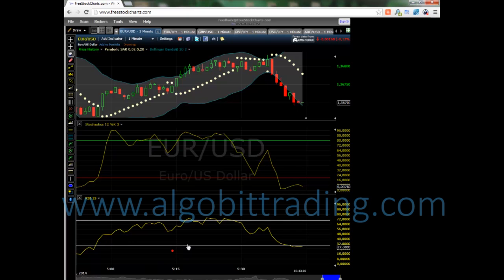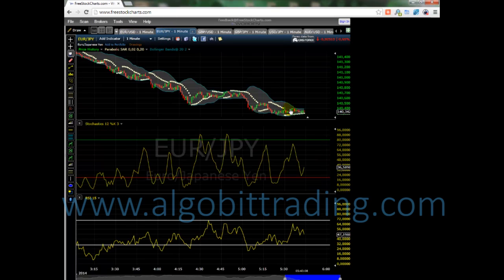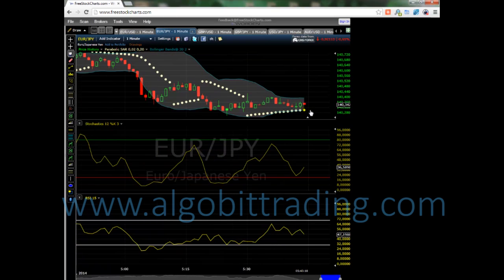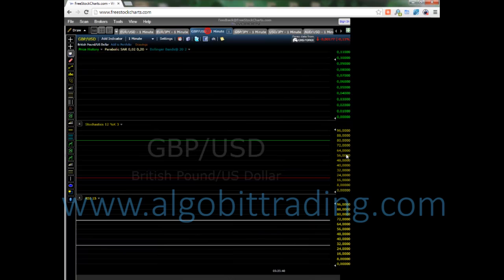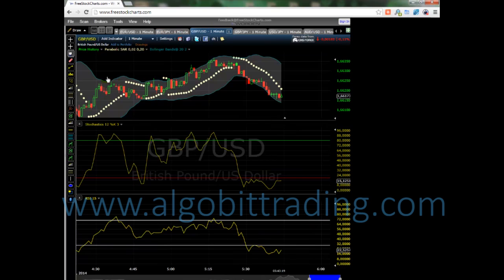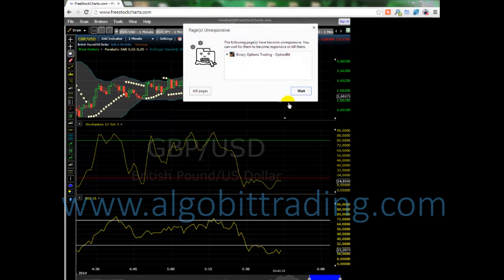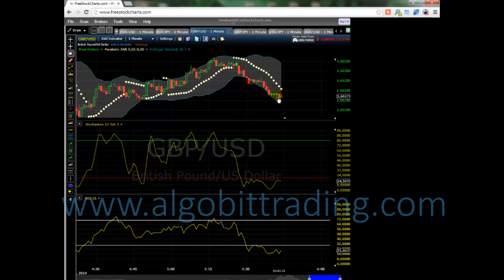Okay, so let me get some more charts, and I want to show you until these trades run out. I want to find another possible opportunity to make a trade. So here the price is in between the Bollinger Bands, and the curves are somewhere in the middle on the euro yen, so I'm not trading this. It might be a good situation to trade pound dollar. So I'm going to trade pound dollar up.